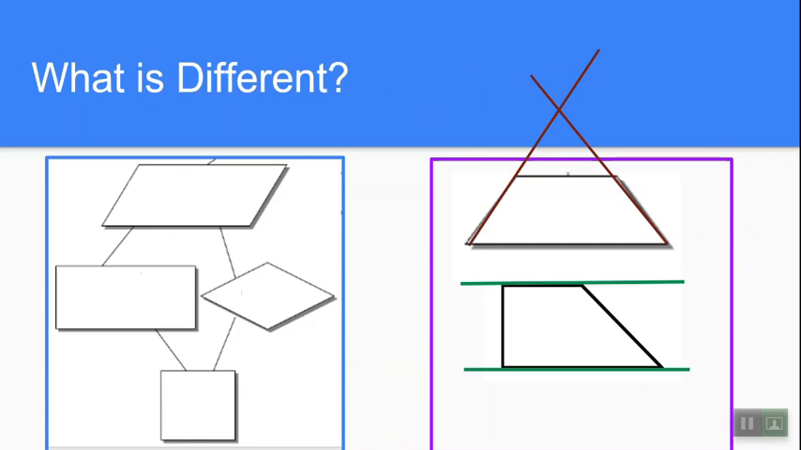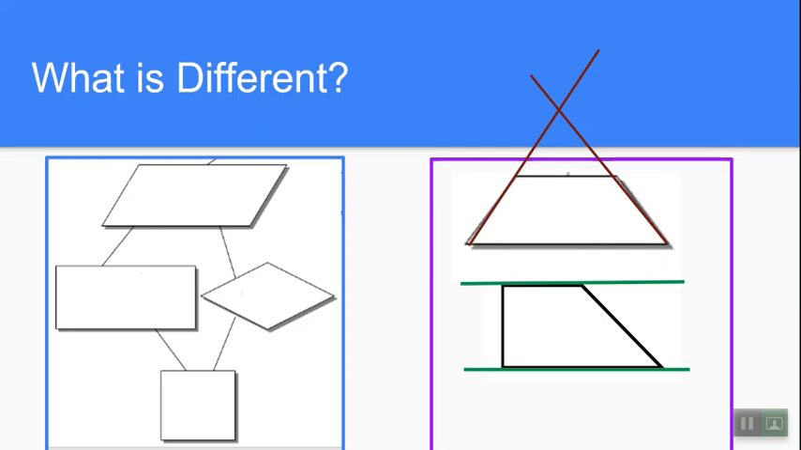In the difference box, in the purple box right here, you'll notice that the 2 shapes have only 1 set of parallel lines, not 2. Whereas the box on the left, in the blue box, all these shapes have 2 sets of parallel lines, 1 on the top and 1 on the sides. If you notice in the purple box, they only have 1 set of parallel lines. The other set of sides will eventually cross or intersect.